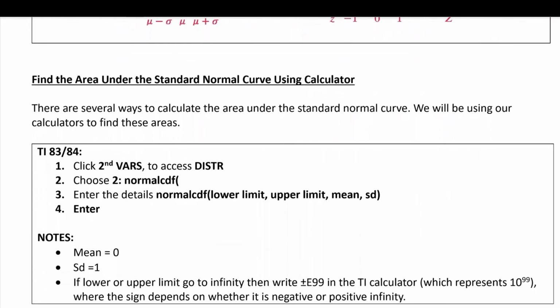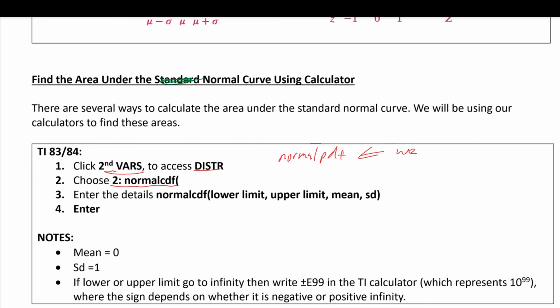All right, to find the area underneath the standard normal curve using a calculator, we're going to use a function. It's in the same area where the binomial CDF and binomial PDF are, second vars distribution. And we're going to look for something that's called normal CDF. We're also going to see something that's called normal PDF. We're never going to use that.